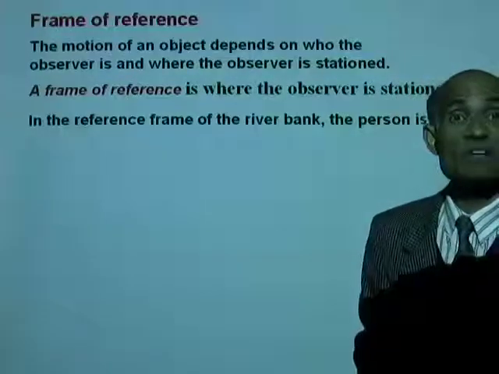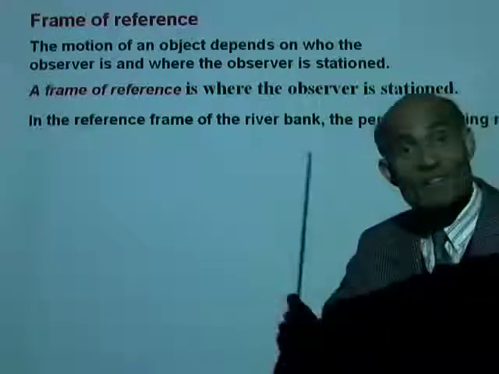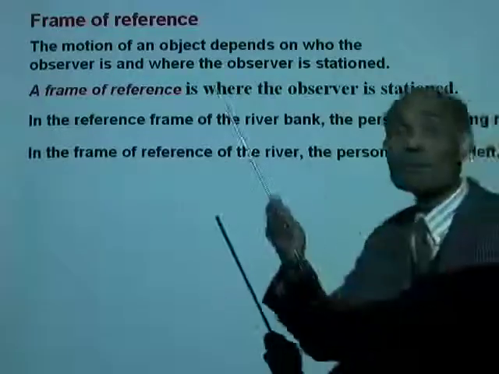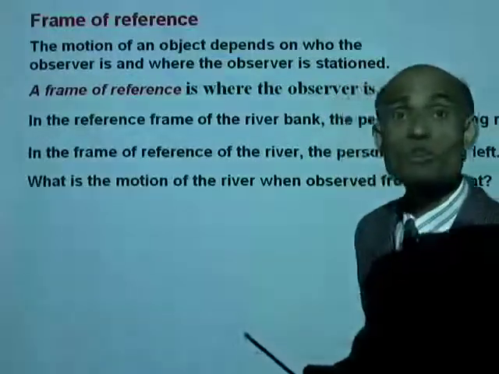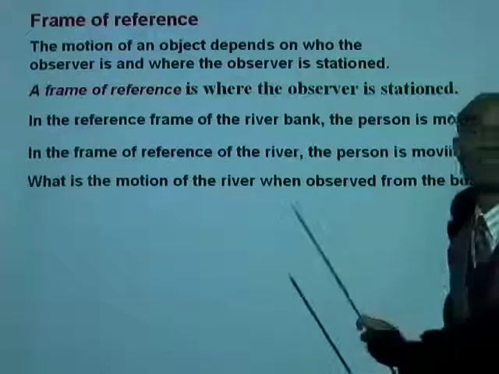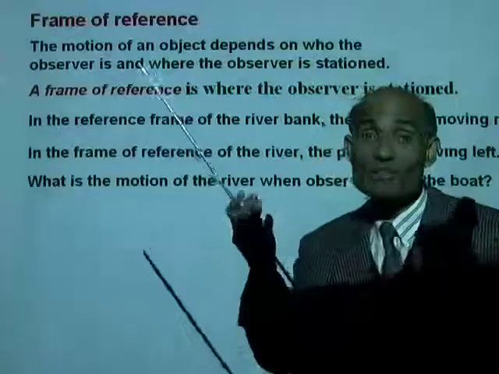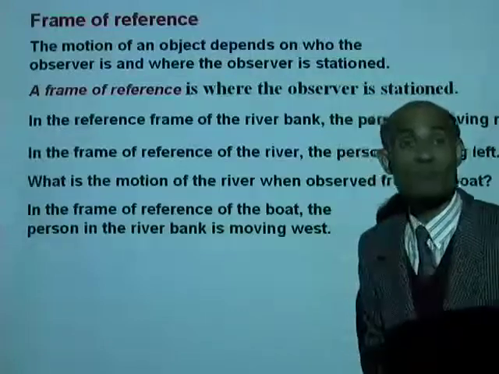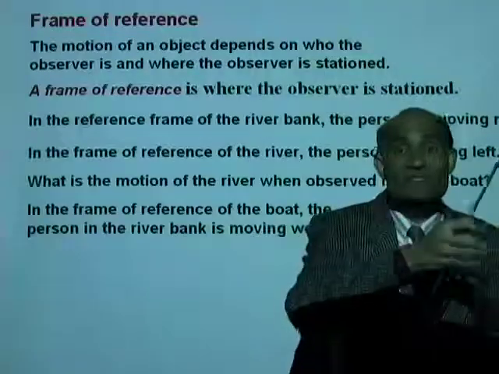In the frame of reference of the river bank, the person is moving to the right. In the frame of reference of the river, the person is moving to the left. Now, what is the motion of the river when observed from the boat? You remember, when observed from the boat, what is the motion of the river? You saw the river moving backward. In the frame of reference of the boat, the person on the river bank is moving west.